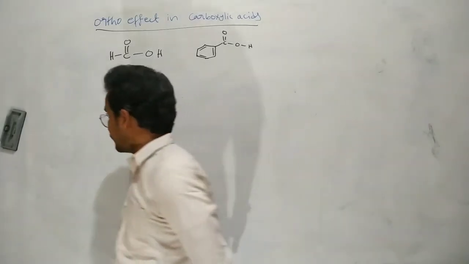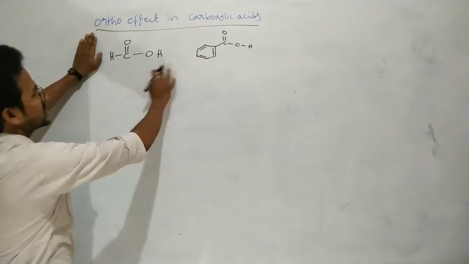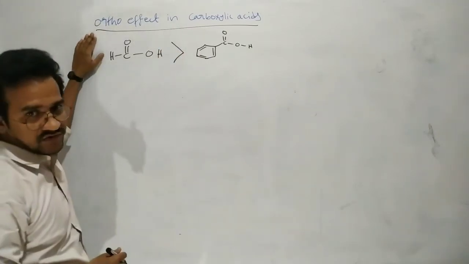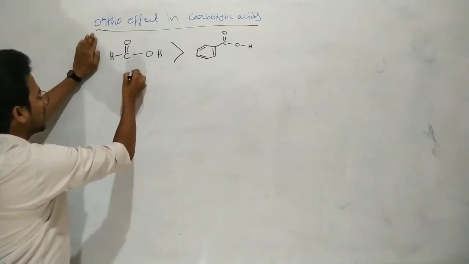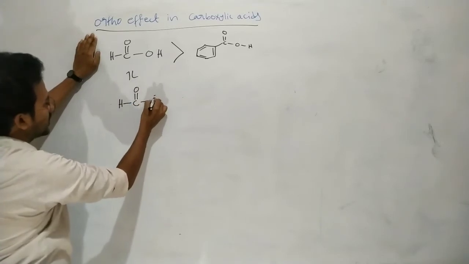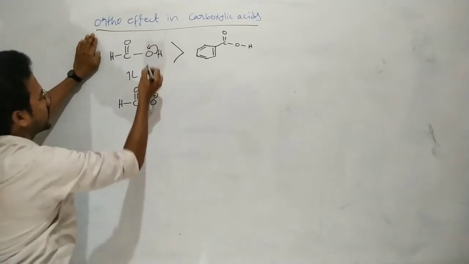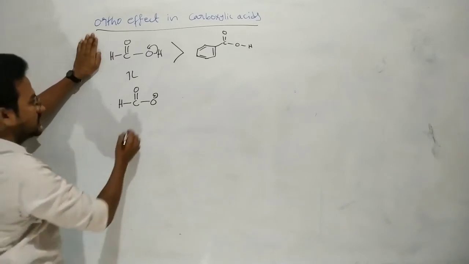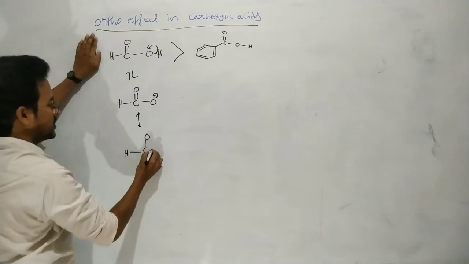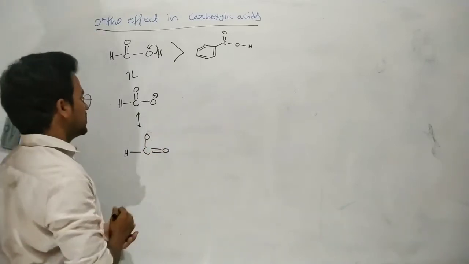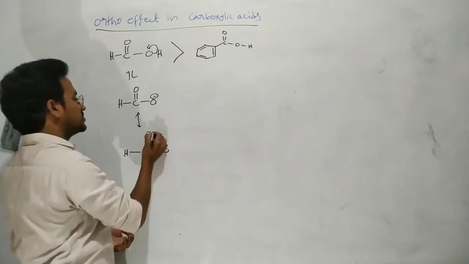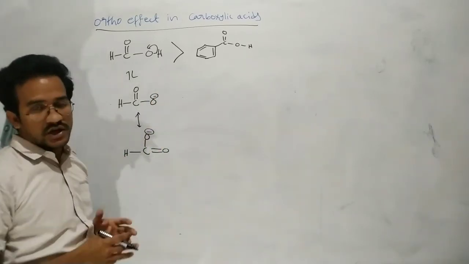First of all, between formic acid and benzoic acid, which is more acidic? Formic acid is more acidic than benzoic acid, because after loss of the proton, this is the conjugate base. This conjugate base is stabilized by resonance. So there is a dispersal of the negative charge.